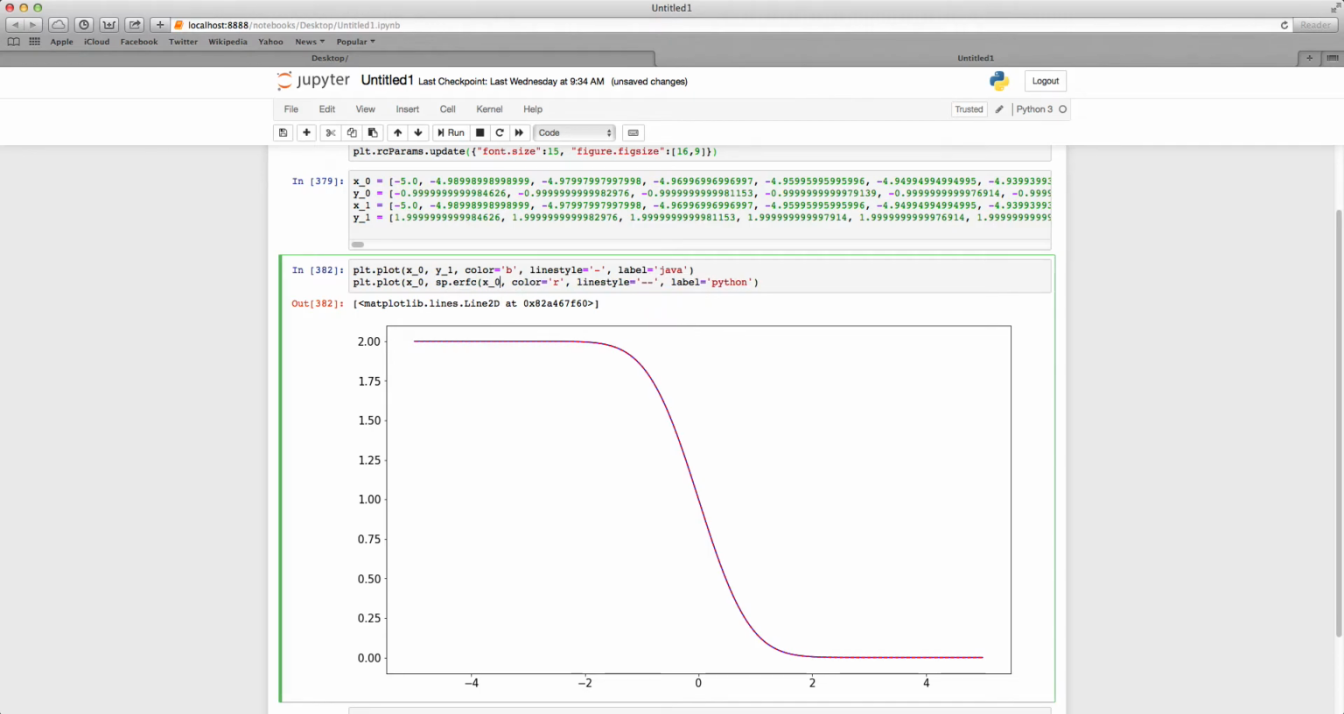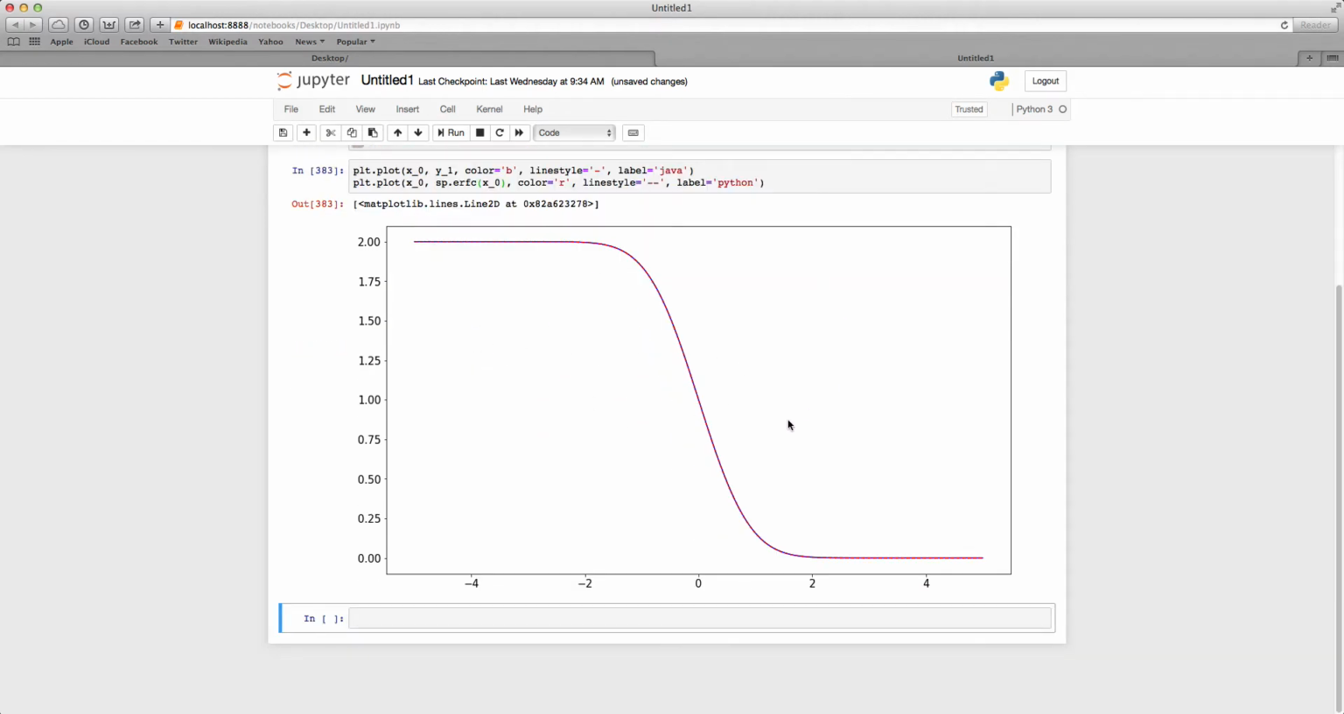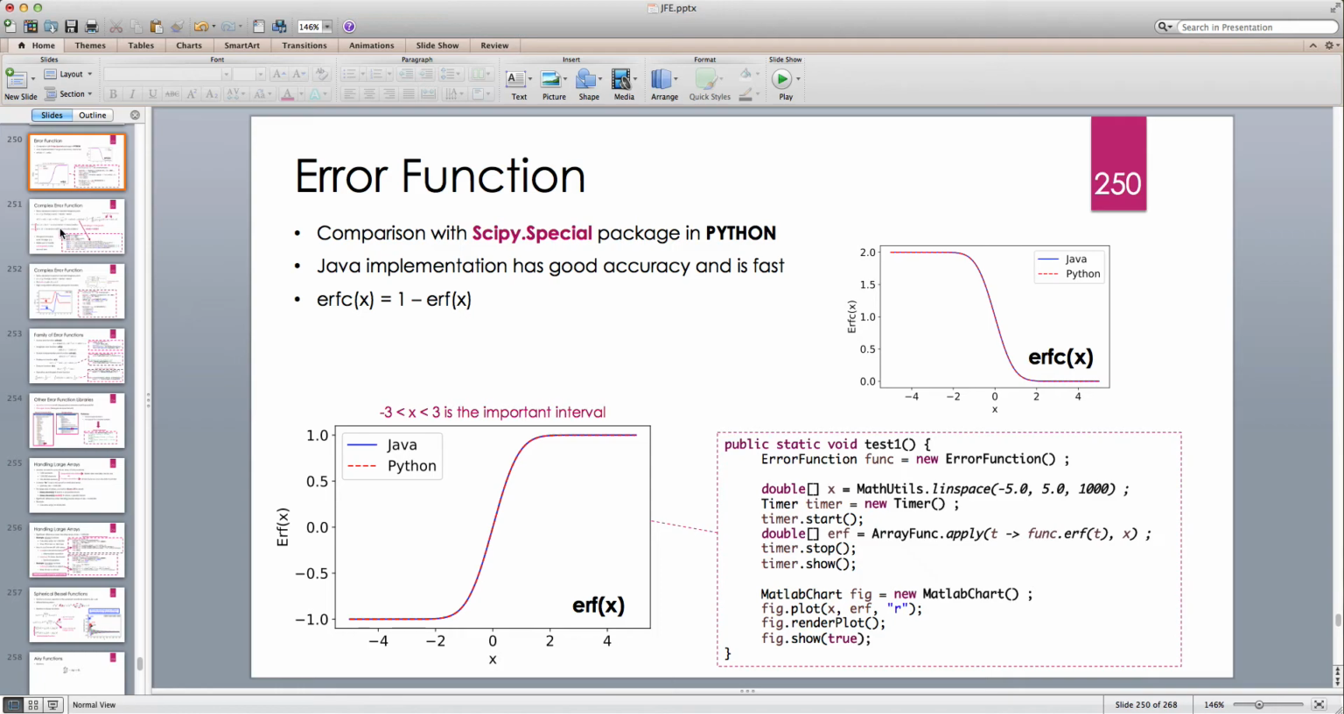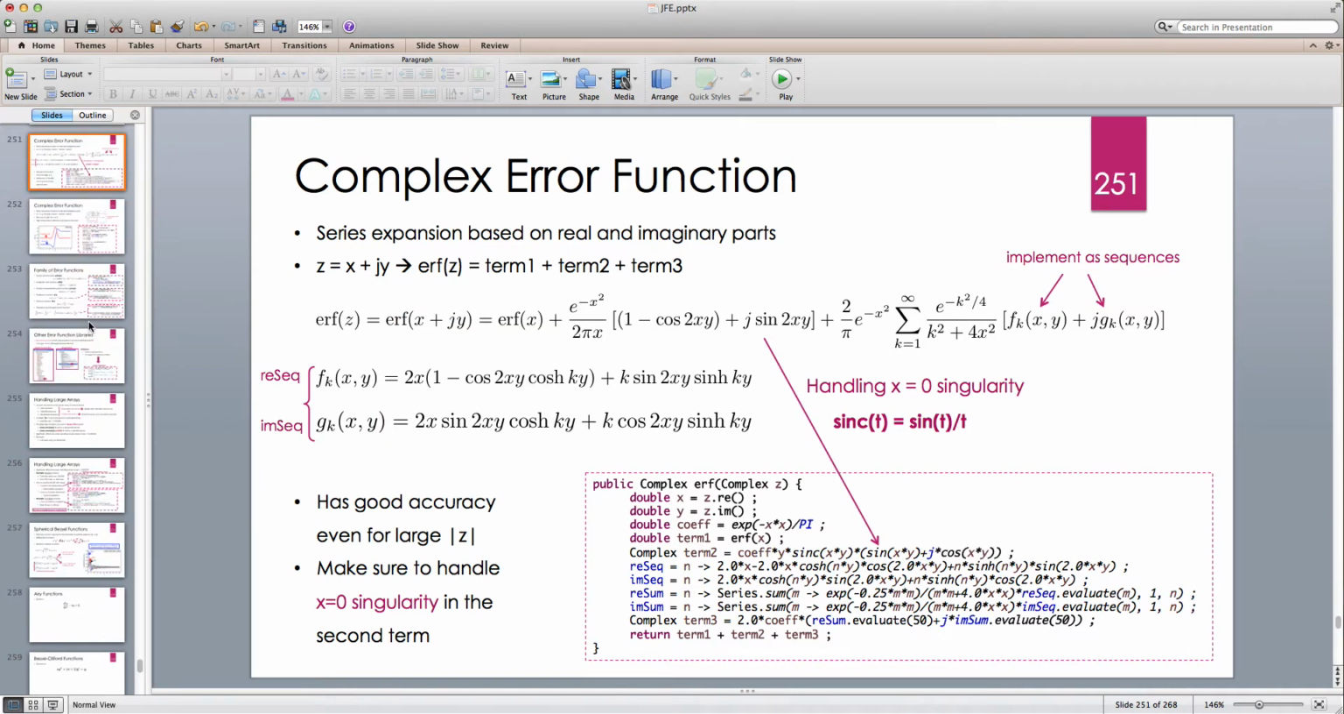Yes, x0, we get the perfect result. Okay, so this is how we calculate the error function in a very efficient way. So what about the complex numbers? For complex numbers, the evaluation is a bit more complex in the sense that the format changes.